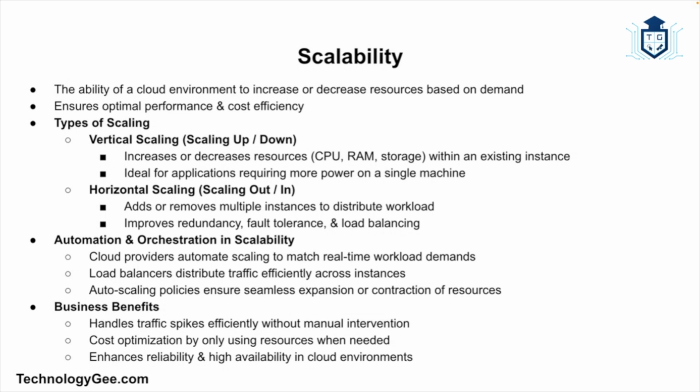So, scalability refers to the ability of a cloud environment to grow or shrink resources to meet changing demands. And this includes what is called vertical scaling. This is where you add more resources like CPU and RAM to an existing instance. You have horizontal scaling. This is where you add more instances to distribute the workload. And cloud providers use automation and orchestration to ensure seamless scalability, which enables organizations to handle fluctuating workloads efficiently.